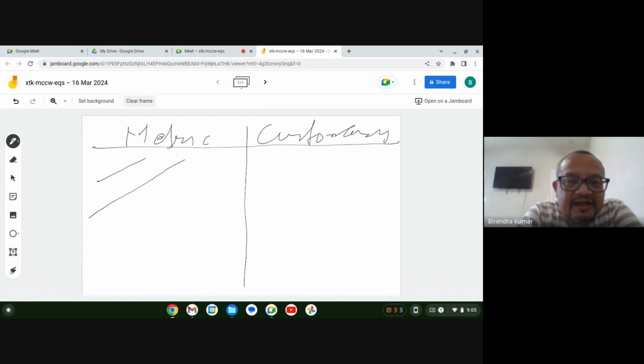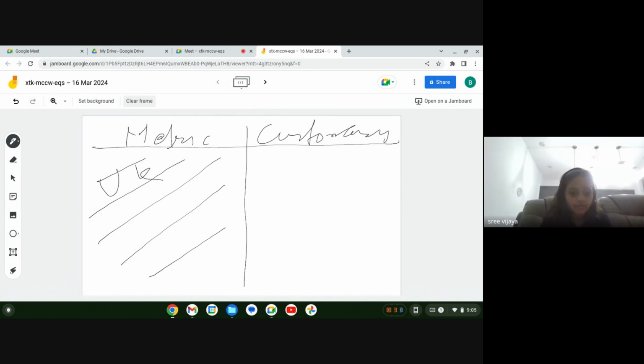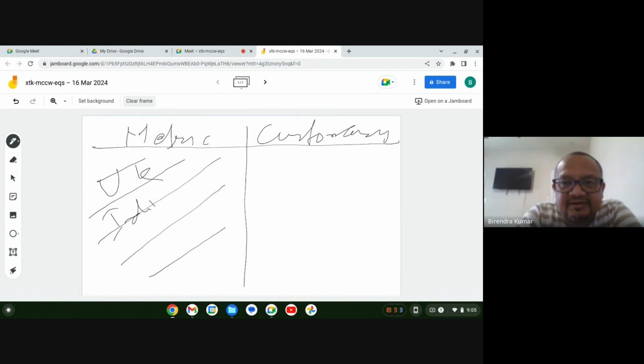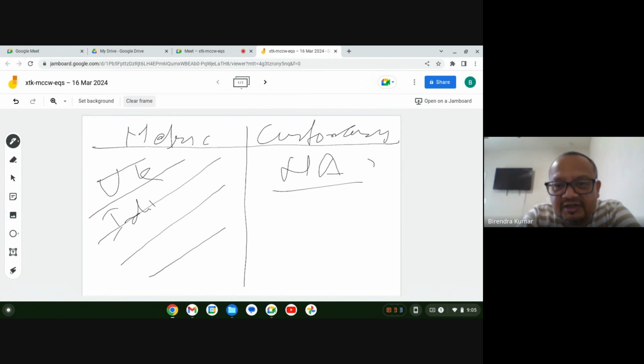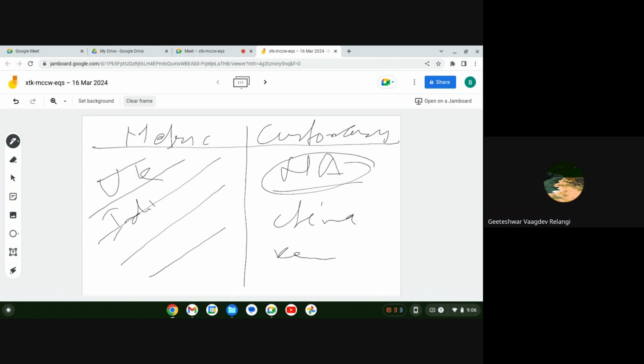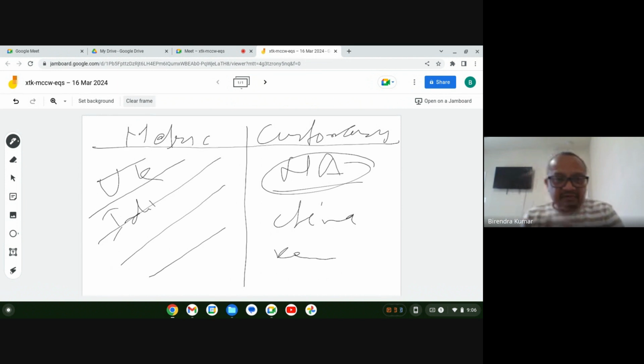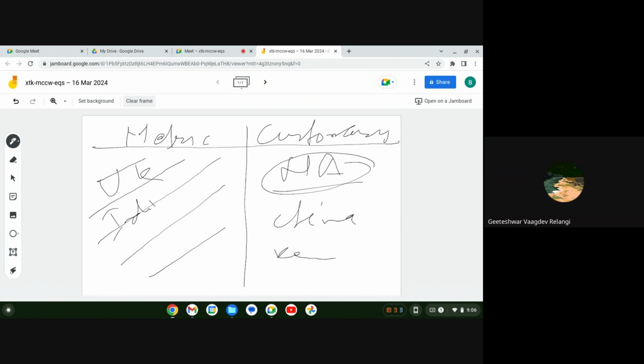UK, India, many of the European countries, they all use the metric system. The US, basically, I'm saying North America, China, even Korea, they use customary systems. There are many countries. So when we talk about measurement, we have to know about these two.